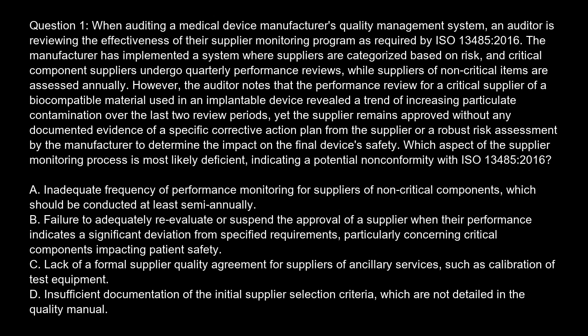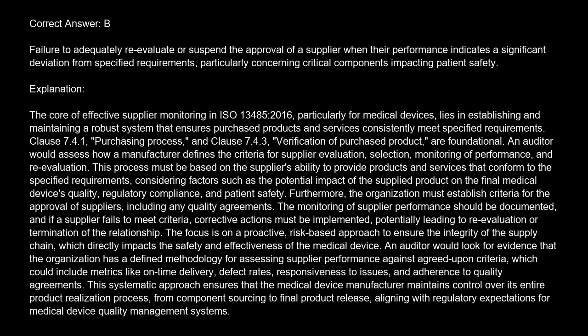Option C. Lack of a formal supplier quality agreement for suppliers of ancillary services, such as calibration of test equipment. Option D. Insufficient documentation of the initial supplier selection criteria, which are not detailed in the quality manual. The correct answer is B. Failure to adequately reevaluate or suspend the approval of a supplier when their performance indicates a significant deviation from specified requirements, particularly concerning critical components impacting patient safety.